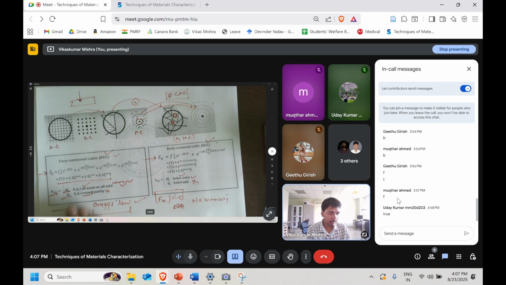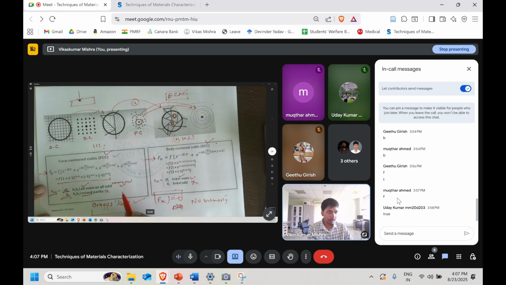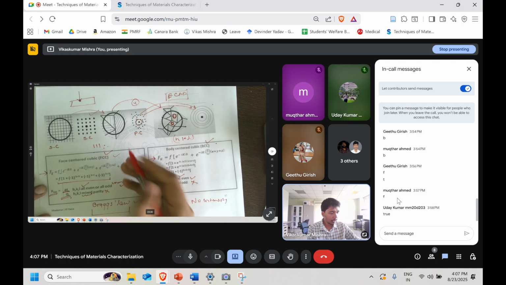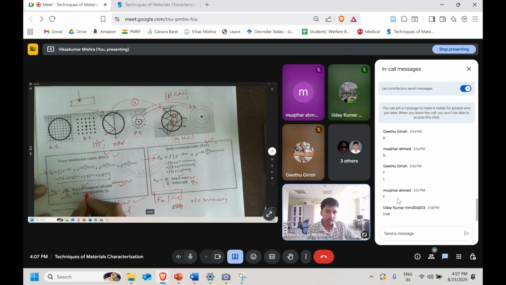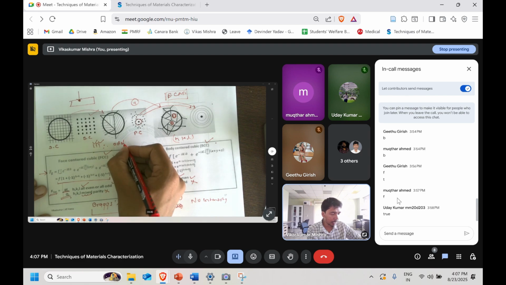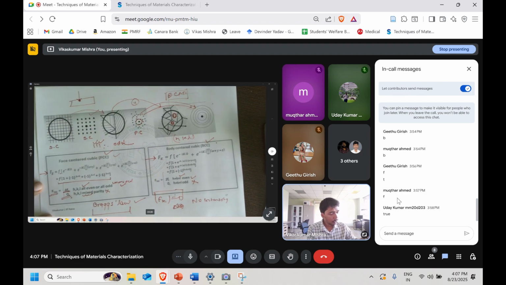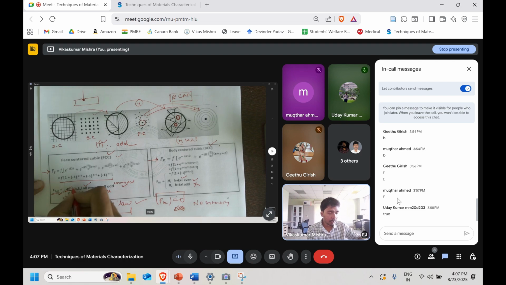So for example, let's talk about the FCC, 1, 1, 1. Will 1, 1, 1 give the diffraction spot or not? Is it mixed or unmixed? If it is unmixed, then it will give the diffraction spot. All of them are odd, none of the indices are even, so the structure factor will not be 0, and it will give the diffraction.